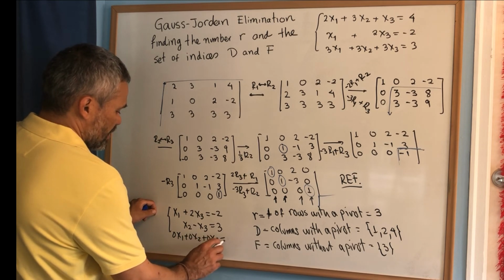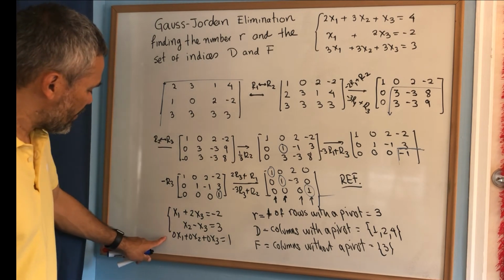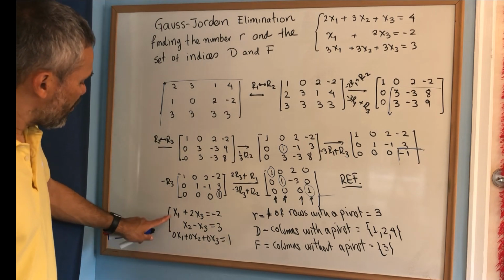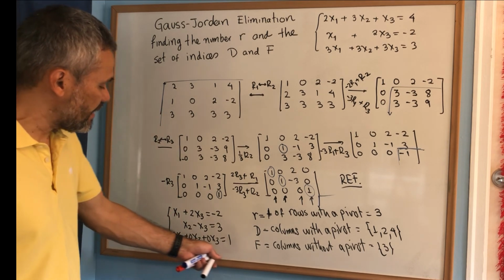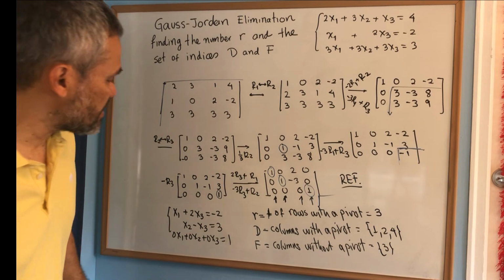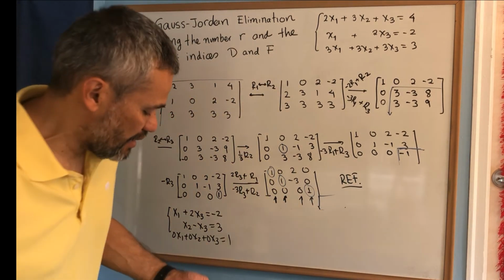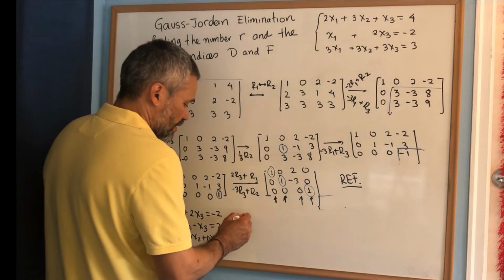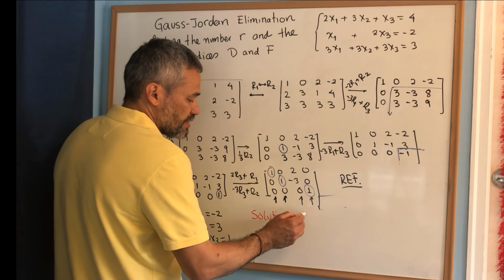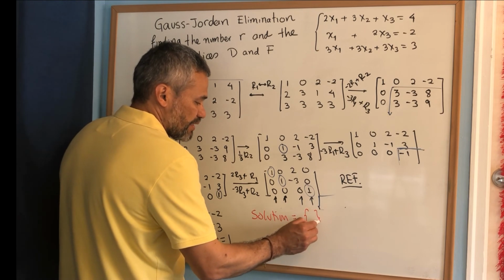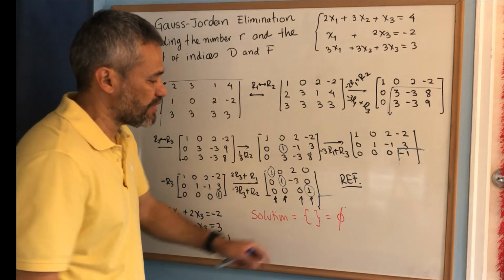plus 0x3 equal 1. You can see that this system, regardless of what x1, x2, and x3 are, this third equation is never true. That means that in this case, the system is called inconsistent. Then if I ask you for the solution, it is just the empty set, which is written like this, or is written like this. That means empty set.